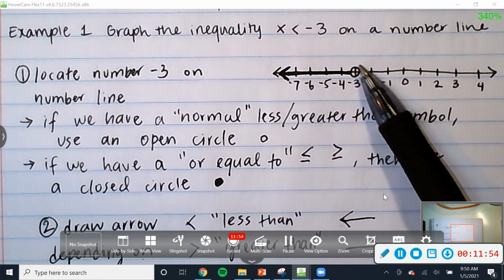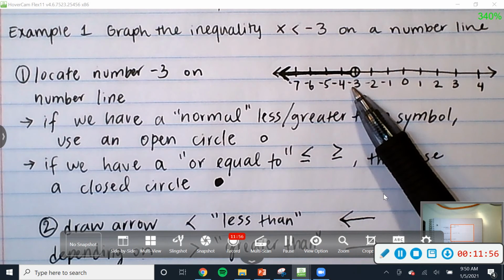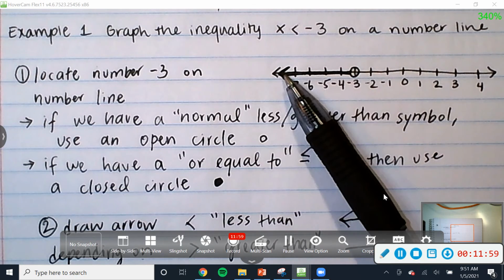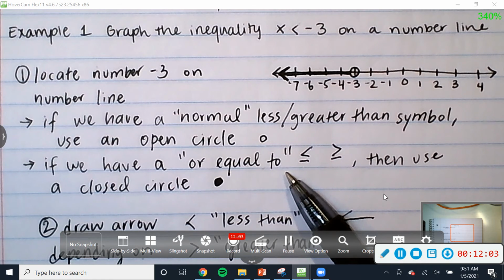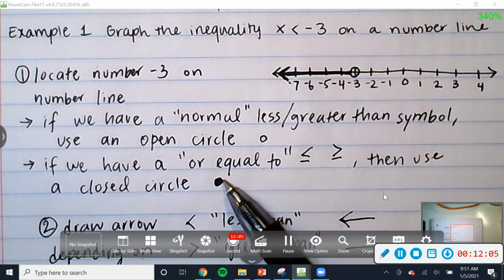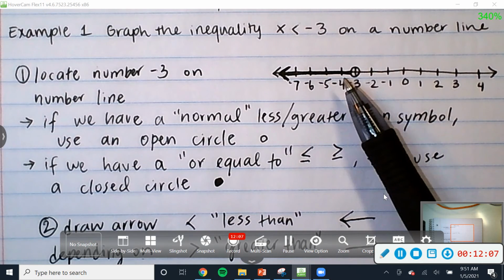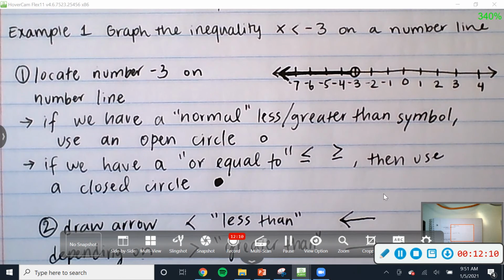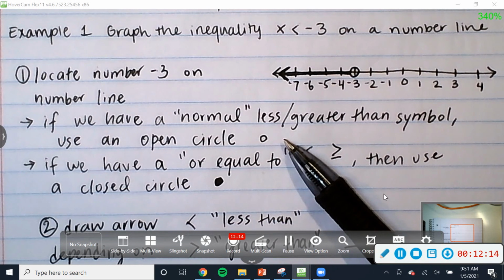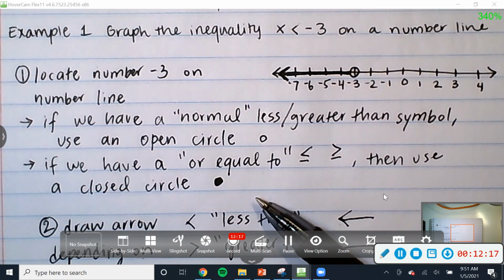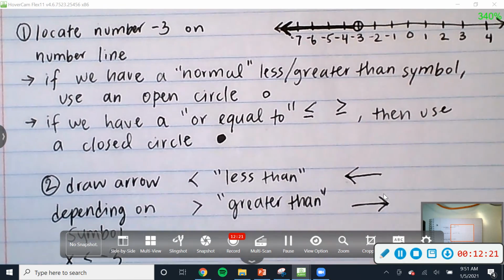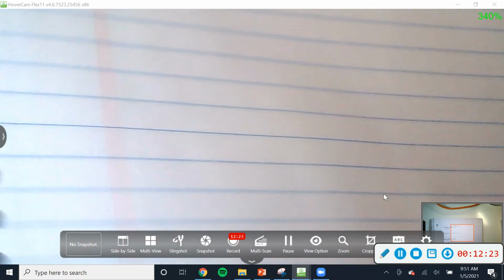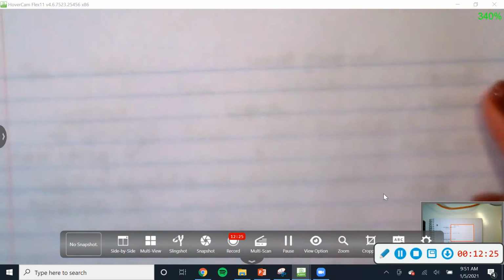In this case, I'm not including negative 3 as one of the answers because I need numbers less than negative 3. But if I wanted to include negative 3, if I wanted to say less than or equal to, I would use a closed circle to show that I want to include negative 3 as one of the possible answers. So open means we don't include that number. Closed means we do include that number as a possible answer. Okay, so let's look at one more example on how to graph our inequalities.